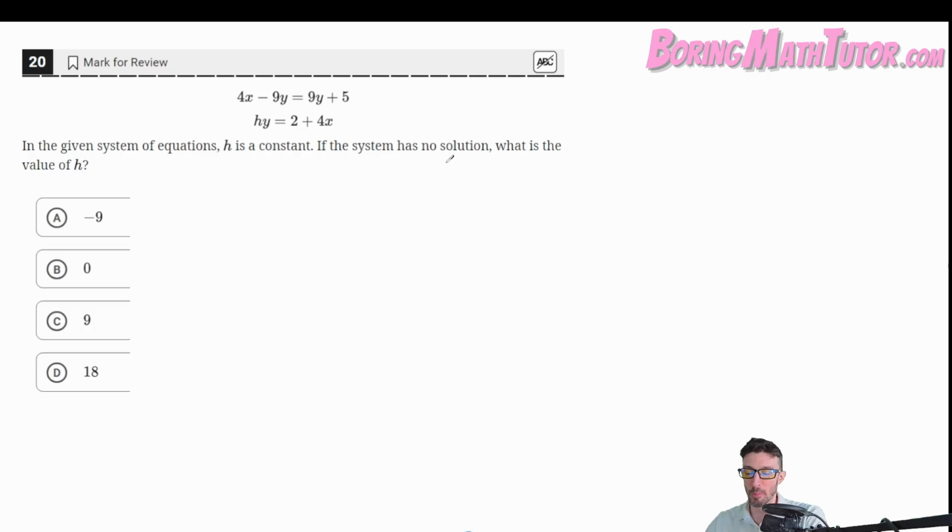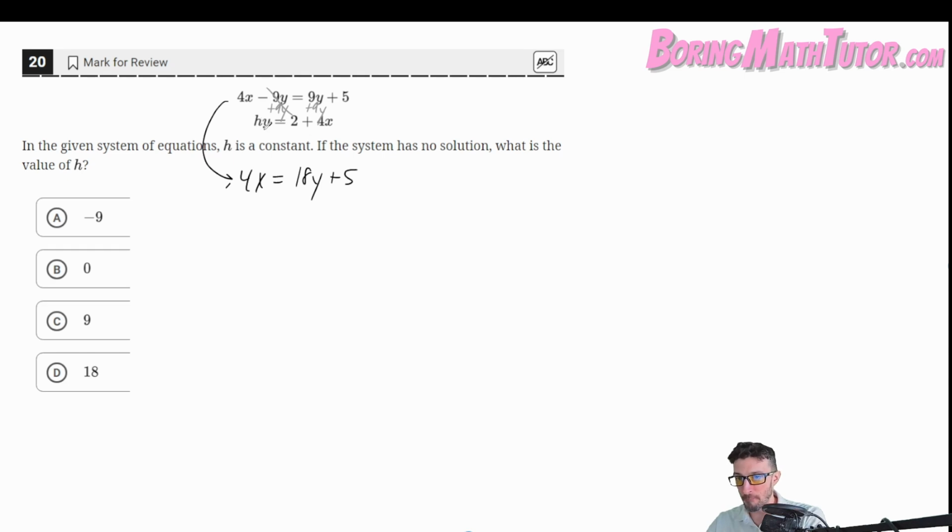This one here is a real banger. They are saying that it has no solution. The first thing that I'm going to do, though, is add 9y to both sides. That's going to clean up that top equation. That top equation is now just going to be 4x equals 18y plus 5.